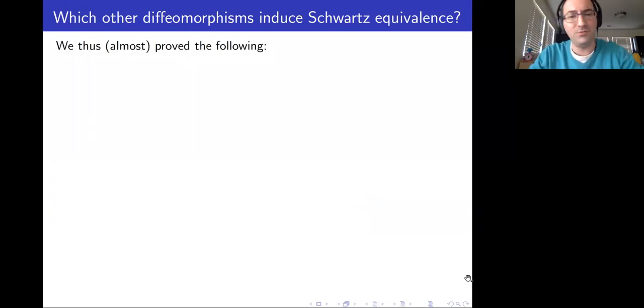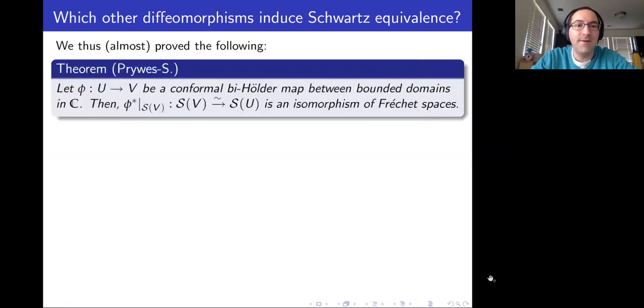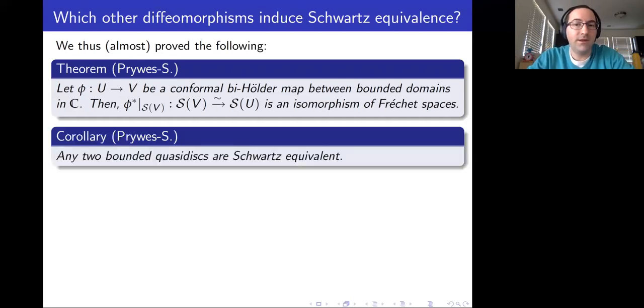Okay, so we kind of proved, and if you didn't follow the details, then it's fine, right? The point is not to check the proofs, it's just to illustrate some ideas, that if we have a conformal bi-Hölder map between bounded domains in the complex plane, then it induces an isomorphism of Fréchet spaces. Okay, we kind of proved it if you believe all the steps. And in particular, this is the first main result of the paper with Eden. Eden knows complex analysis and he knows this stuff. So, okay. It is that any two bounded quasi-disks are Schwartz equivalent. Now, I didn't say what quasi-disks are. So we will try in 5 minutes to give not a crash course, but a very, very brief review of quasi-conformal geometry.